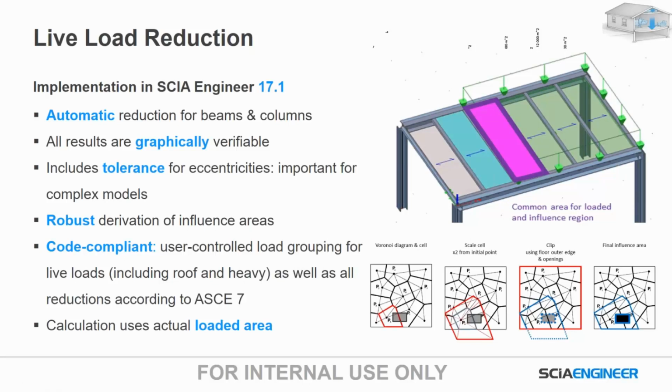And so it shouldn't penalize you for area that's not actually loaded, even though the beam has that part as part of its tributary area. So it understands that. It's intelligent enough to understand kind of what's going on in that particular case.